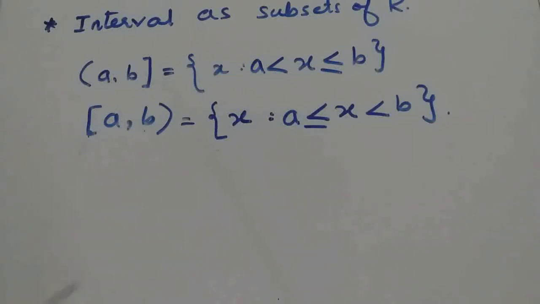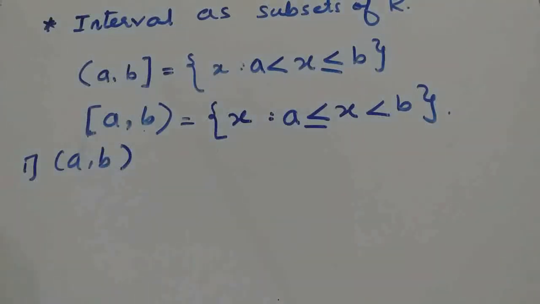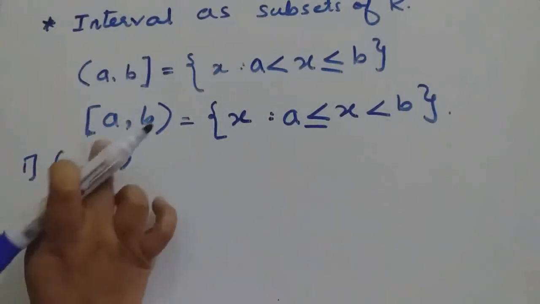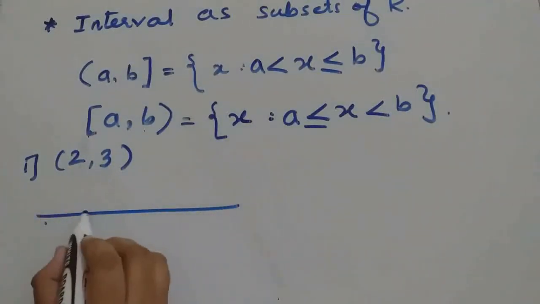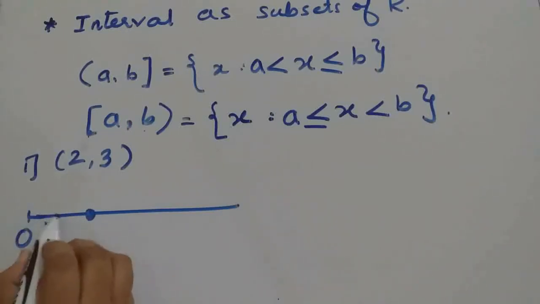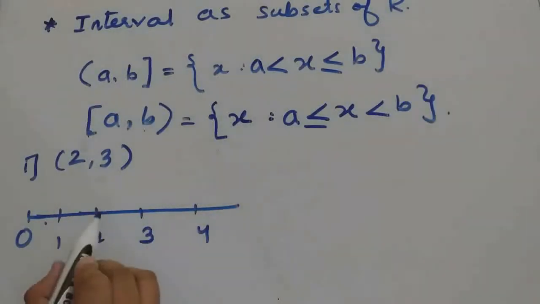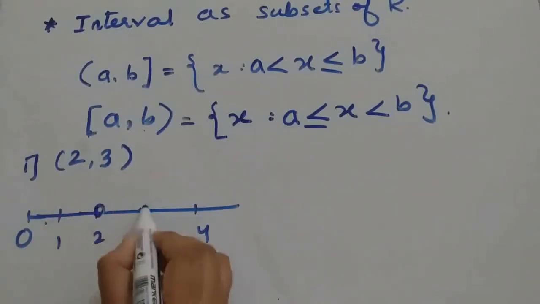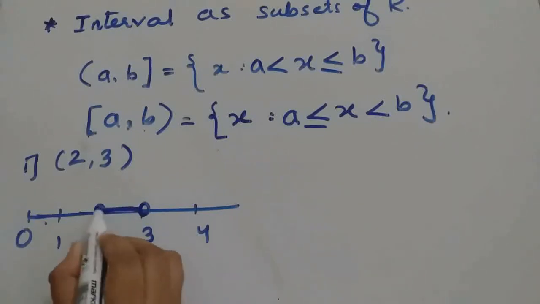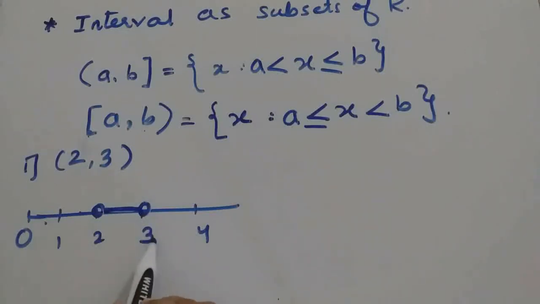Now how can we represent these sets on a number line? For example, first one, that is the open interval a comma b. I will take a particular example, suppose 2 comma 3. Open interval says that the numbers in between 2 and 3 will be in this interval, but 2 and 3 won't be there. So all numbers in between, and this hole indicates that 2 and 3 won't be there.